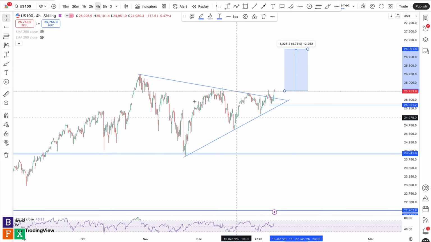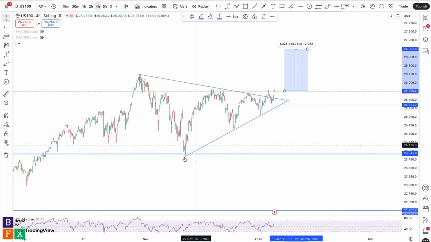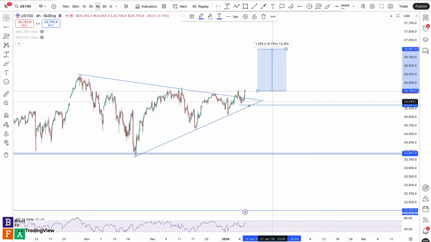So this is the 4 hours time frame. You can clearly see lower highs 1, 2, 3, higher lows 1, 2, 3. So clear symmetrical triangle, clean breakout, high volume on 4 hours time frame, and I think we are likely going to ride this one higher.